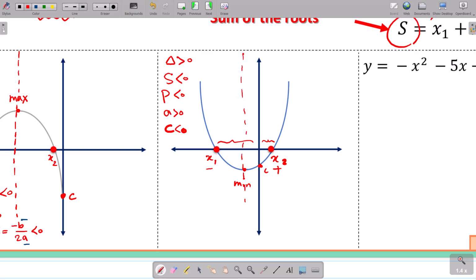Let's draw the symmetry line. The equation is negative B over 2A. The total amount is negative. B, we don't know the sign of B, but we know that A is positive. We should have B positive again to make this total expression negative. So B will be positive. Here is how you can analyze the graph of a quadratic function.